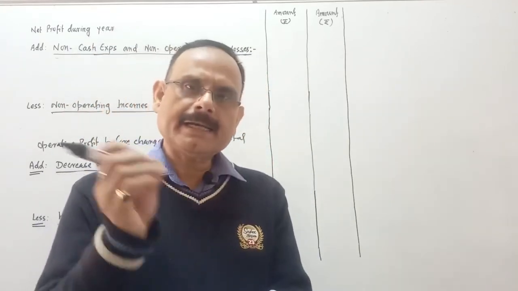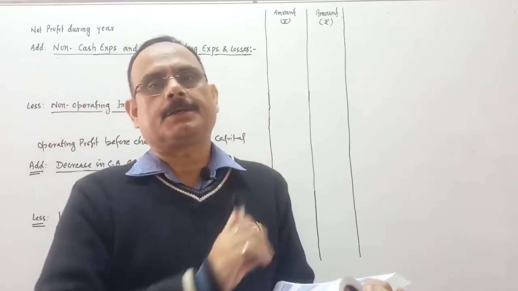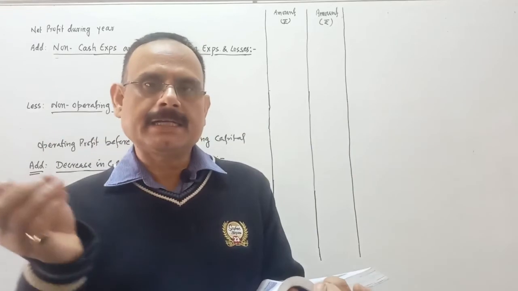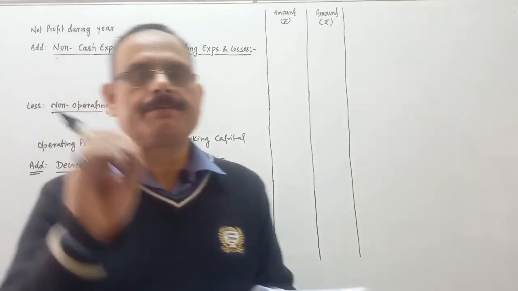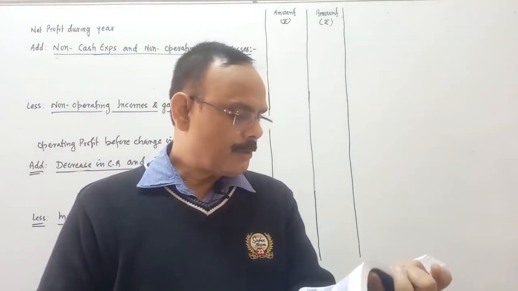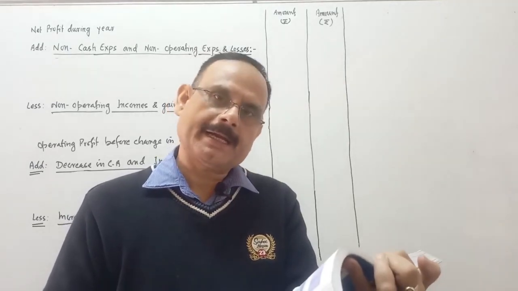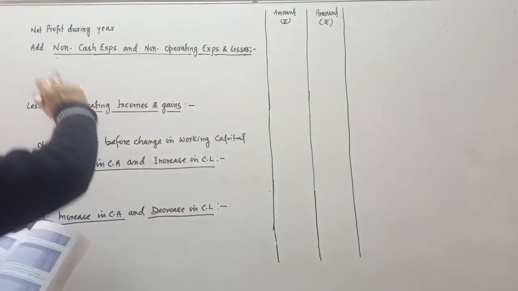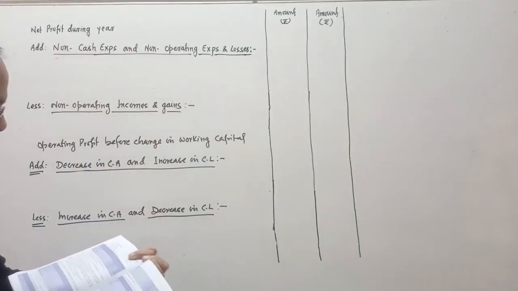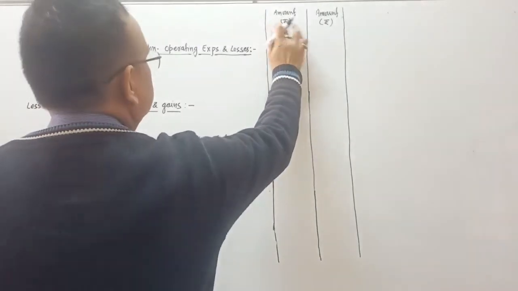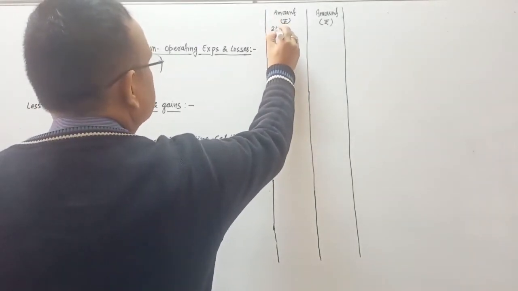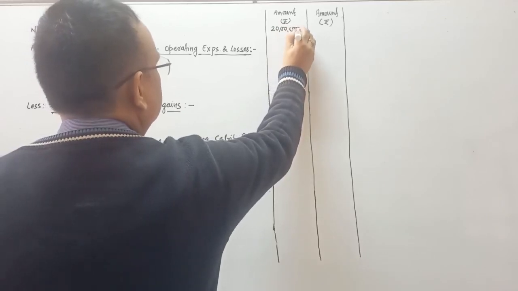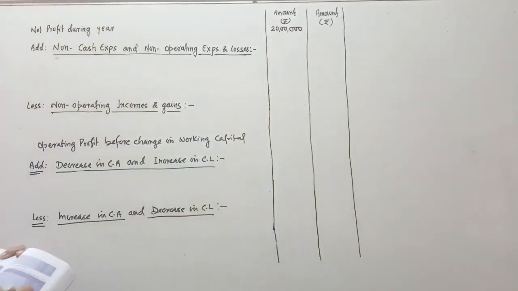Here the increase and decrease is directly given in the question. No need to calculate the increase and decrease. You are required to ascertain cash flow from operating activities. I have already drawn the format. Net profit during the year is given, it is 20 lakhs.